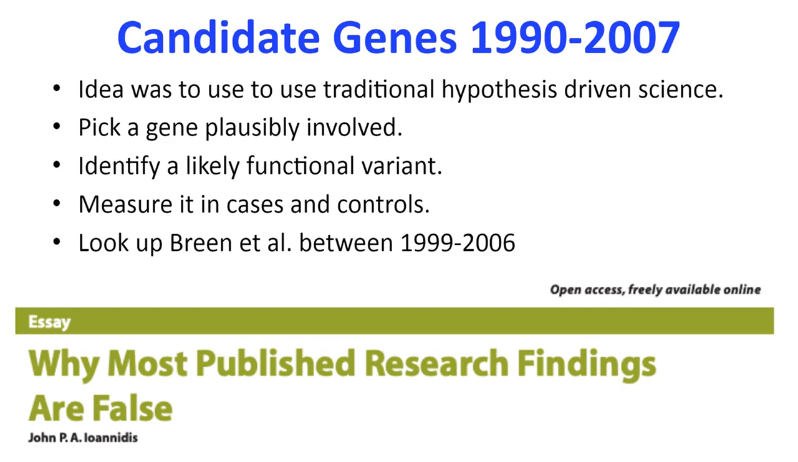This era was characterized by a kind of growing, initially, hope. So the first candidate gene studies, when they came out, were in 50 cases and 50 controls, and they reported massive effect sizes. And then people started doing larger sample sizes, and once they got to a couple of hundred, they started seeing positive results, but very inconsistent results. So, replication.